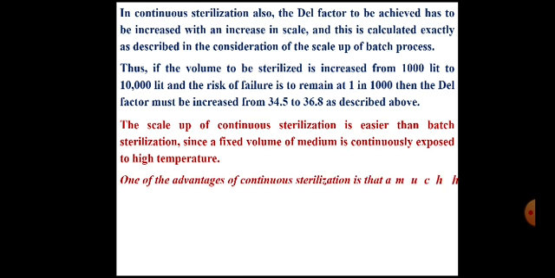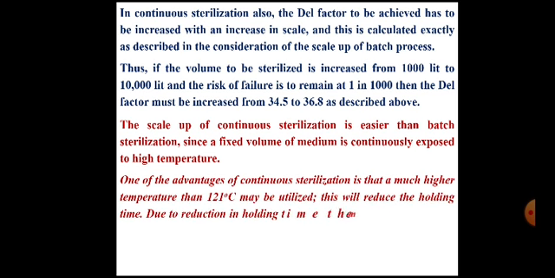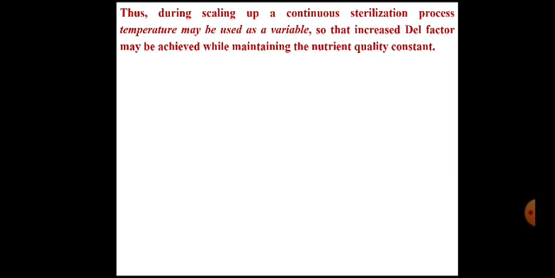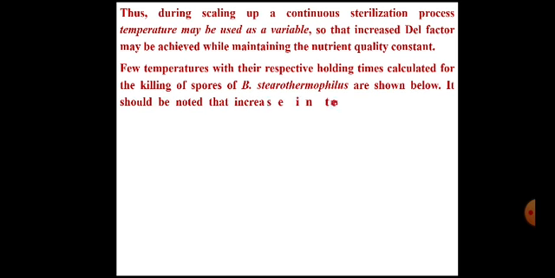One of the advantages of continuous sterilization is that much higher temperature than 121 degrees Celsius may be utilized, as we have learned earlier. This will reduce the holding time. Due to reduction in holding time, the medium remains exposed to high temperature for shorter periods, and hence this reduces the degree of nutrient degradation. So temperature is used as a variable, as we have studied already in the sterilization chapter.